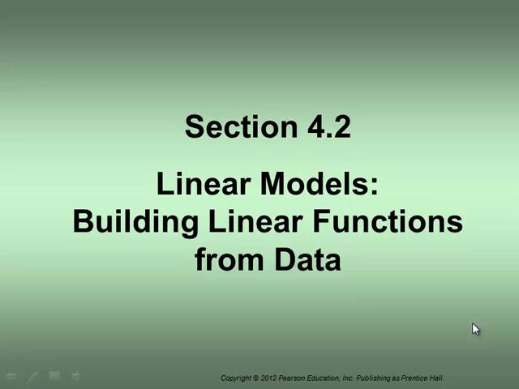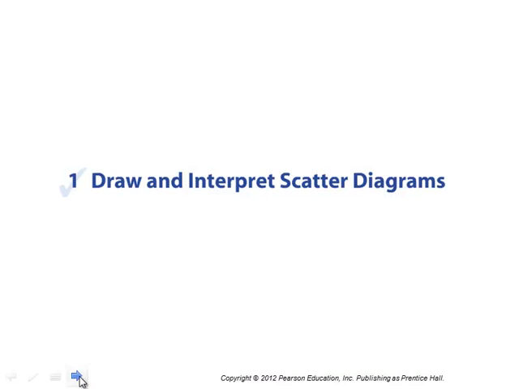We're going to now hit the material in section 4.2 where we are looking at fitting linear functions to data, provided that the data are somewhat linear in nature. So that's what we're going to talk about in this section. We're going to first take a look at determining whether there is a linear relationship between two variables by looking at a scatter diagram.